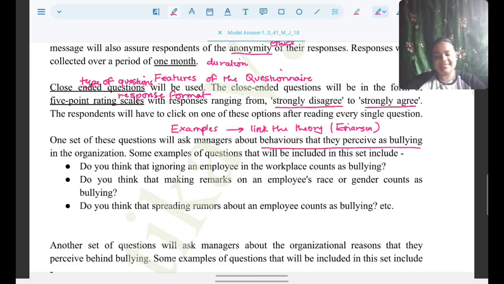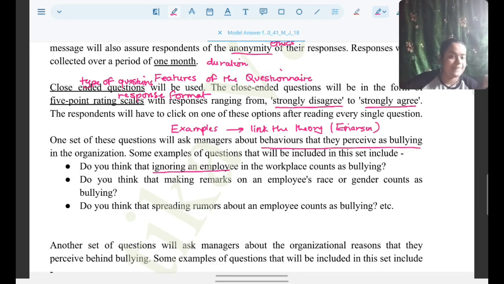So here you can see the questions are going to be about behaviors that are perceived as bullying. And let's look at the example questions for this part of the questionnaire. Do you think that ignoring an employee in the workplace counts as bullying? So one of the questions that my managers are going to read when they click on the questionnaire is this question. What is my aim when I'm asking a manager this question? To find out whether he perceives this behavior as bullying or not.